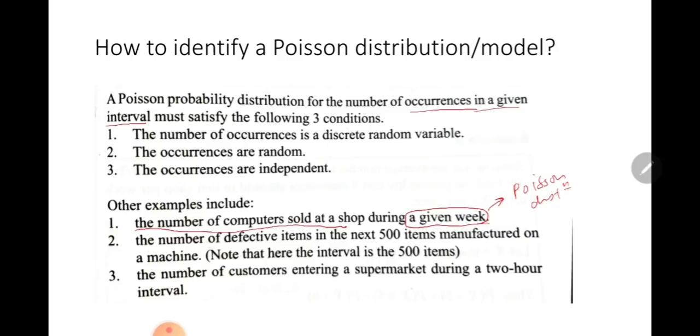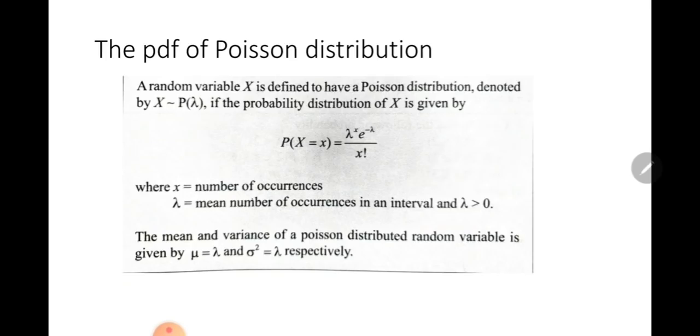If you have the number of defective items in the next 50 items manufactured on a machine, so you have the first 500, the second 500, the third 500 items produced, there is an interval there. So this is also a Poisson. The other example for Poisson is the number of customers entering a supermarket during a 2-hour interval. It can be in 1 hour, in 10 minutes, in half an hour. That's how you identify the Poisson distribution.